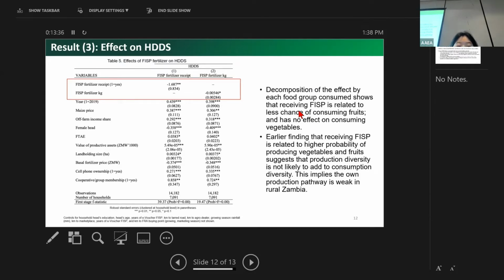We did some same decomposition here. Results are not shown, but we found that receiving FISP is related to less chance of consuming fruits, and it had no effect on consuming vegetables. So our argument here is that even though FISP is raising production diversity, it is not leading to consumption diversity in the case of Zambia.